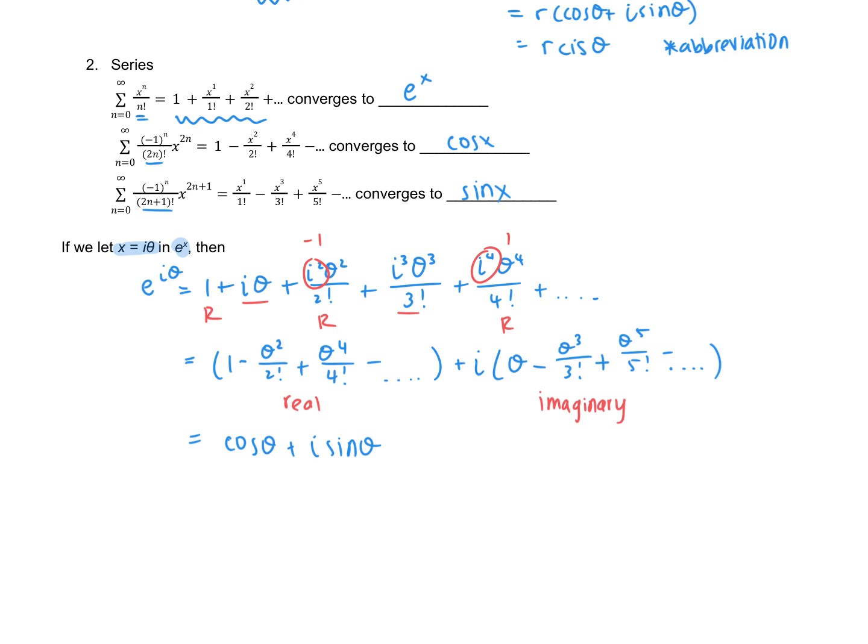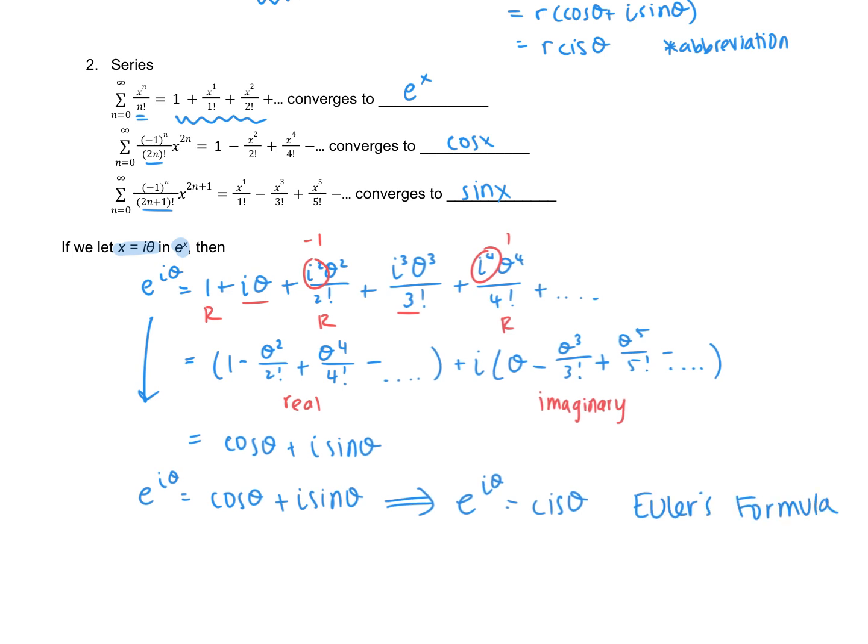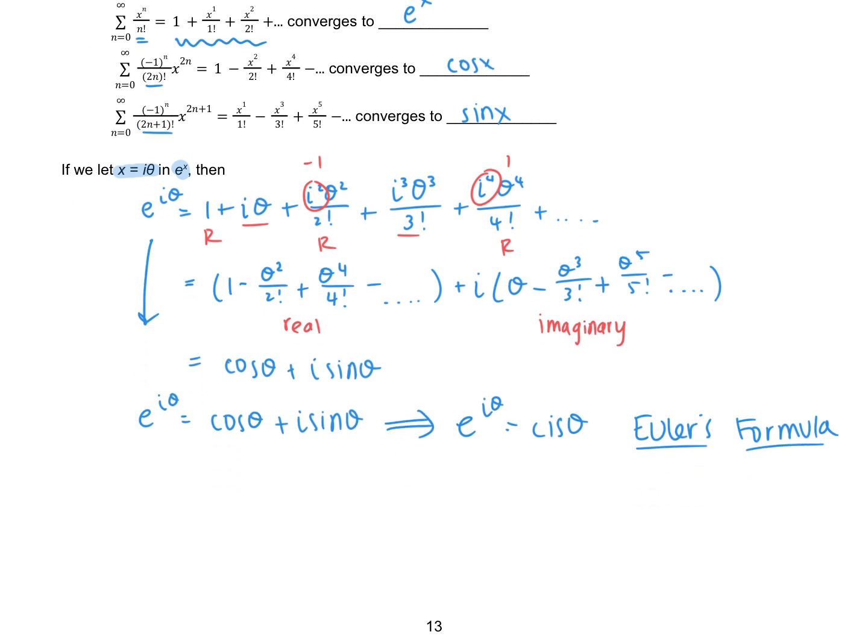So what that leads us to then is e to the i theta is equal to cosine of theta, plus i sine of theta. Can also be written as e to the i theta is equal to cis theta, using the abbreviation from above. This is called Euler's formula. That's Euler, not Oiler. And we're going to use that in a little bit.